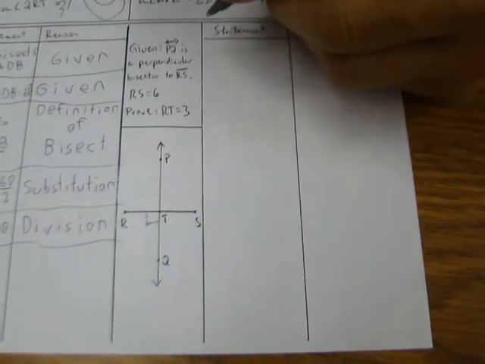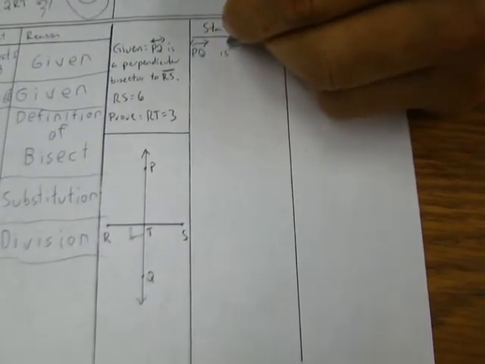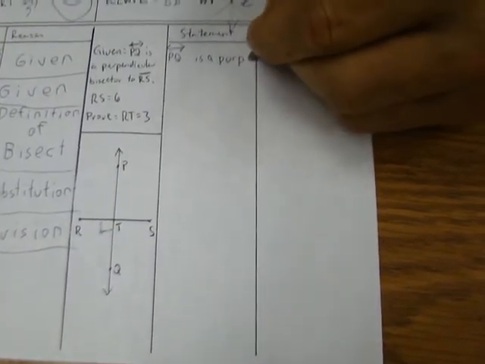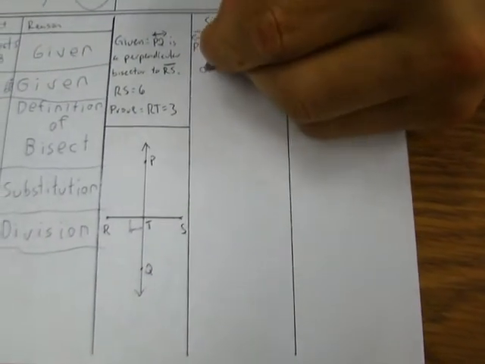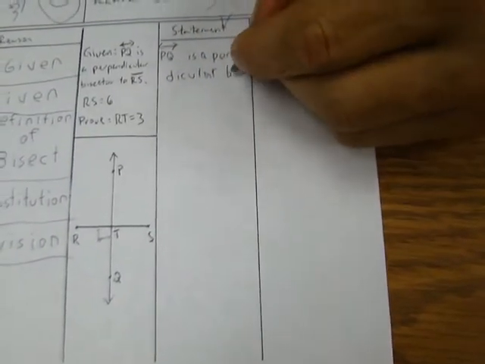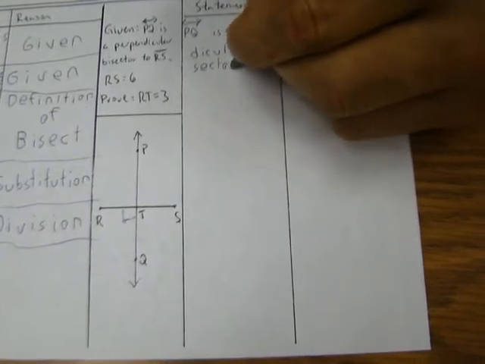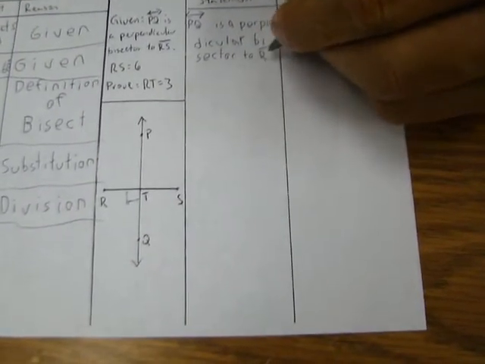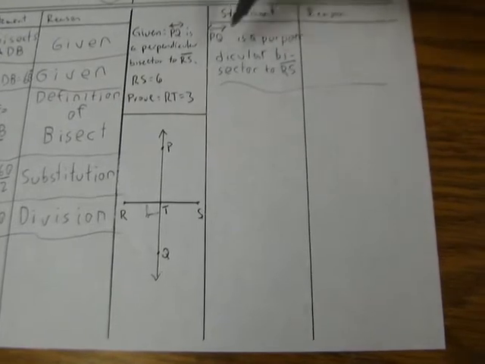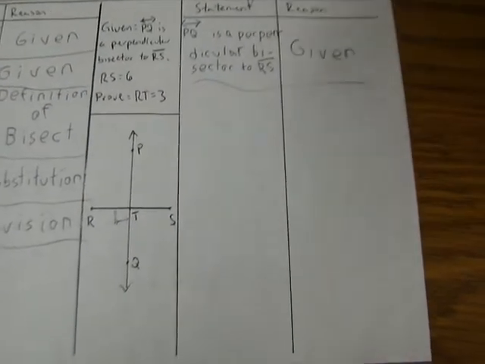So like all proofs, we're going to state our givens first. So our first one is line PQ is a perpendicular bisector to segment RS. All I'm writing here is our first given. I'm just basically copying it. How do I know this is true? It is given. Anything that is given, state it right away and write your given. That's all you gotta do.